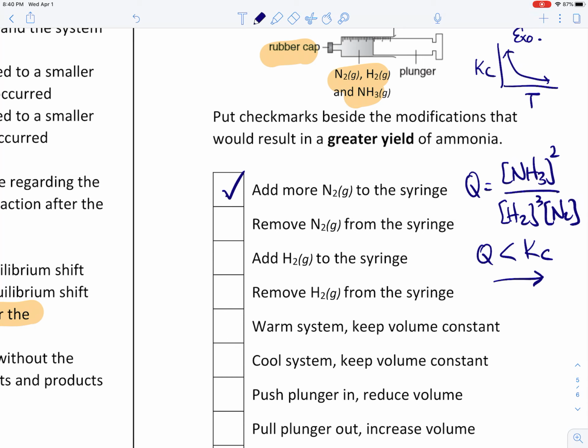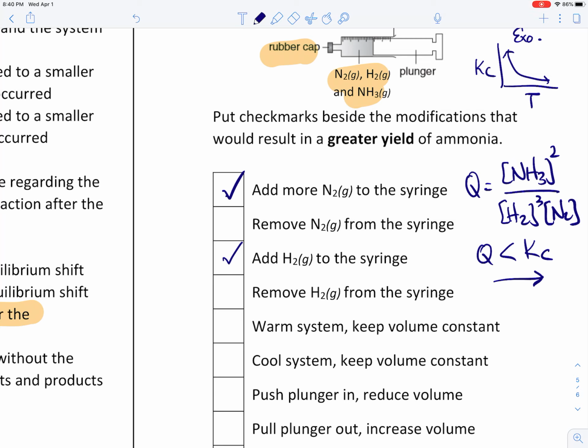Hydrogen, should we add or remove? Well, this is very similar. If you were to add more hydrogen, hydrogen is also in the denominator of Q. So adding hydrogen would make the denominator bigger. That would make Q get smaller. Q would be less than K and a forward shift occurs. So adding hydrogen also looks good.